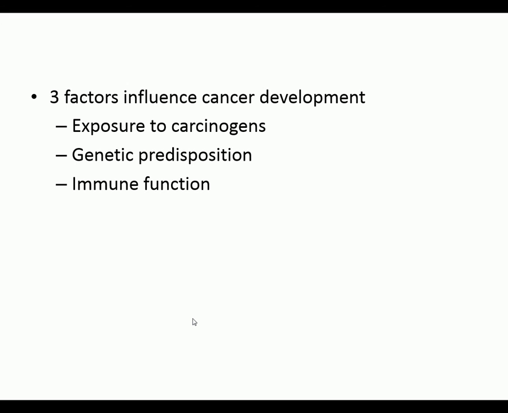So, 3 factors influencing cancer development are going to be exposure to carcinogens, genetic predisposition, and immune function. These factors account for variation in cancer development from one person to another, even when each person is exposed to the same hazards. So basically what that's saying is 2 people exposed to the same hazards don't necessarily both get cancer. One of them may get cancer, one of them may not. You have to consider these other factors.